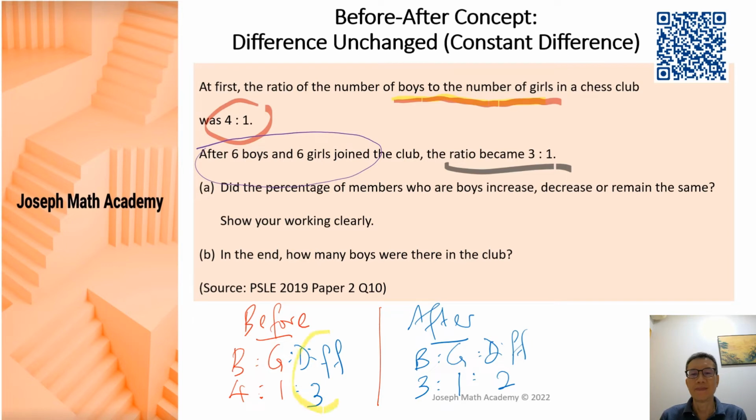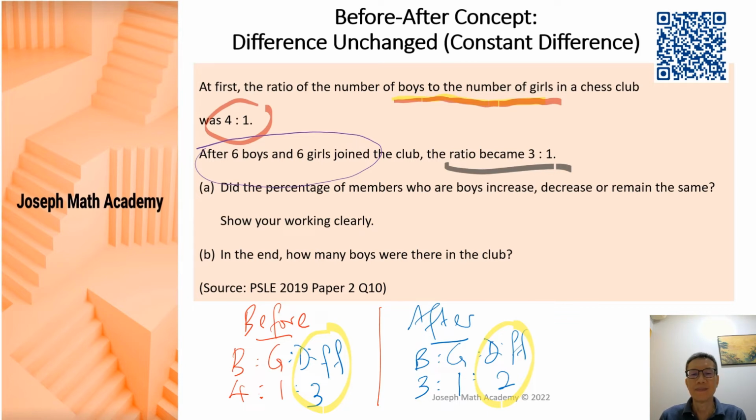Alright, this is 3, this is 2. So both differences are definitely not the same. So what we have to do is to make sure that the difference before and the difference after the two units, both must be the same value, the same units.